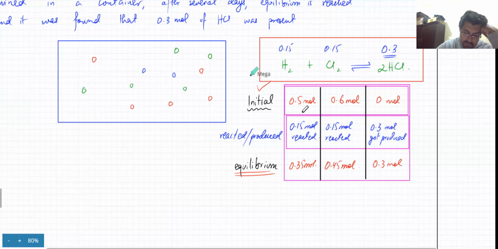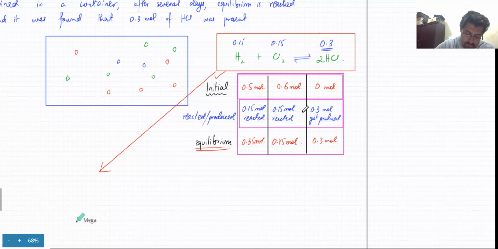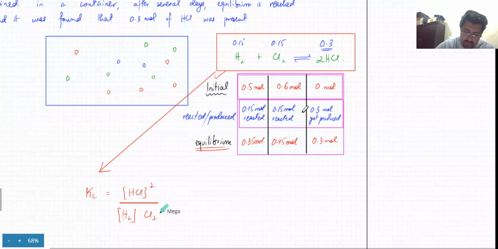What's the expression for Kc? I'm going to write the expression for Kc in this case. Kc would be the HCl concentration squared, and the whole thing would be divided by the H2 concentration and the Cl2 concentration. Also remember that the Kc expression does not deal with moles; it deals with concentration.